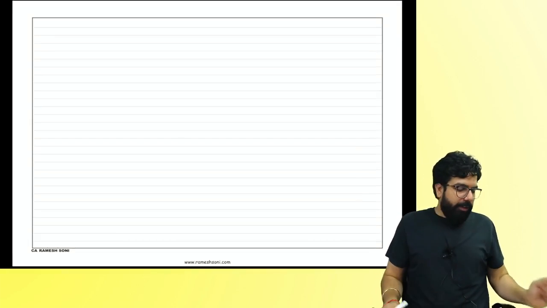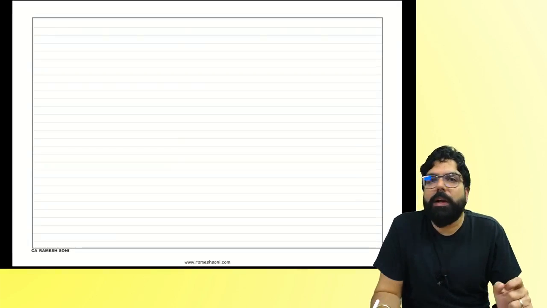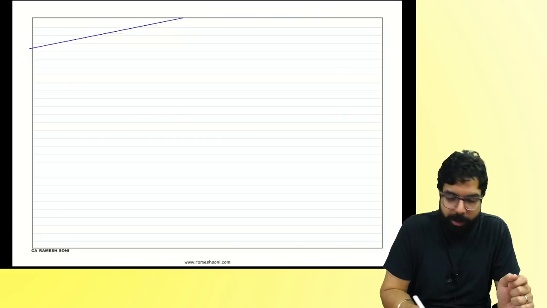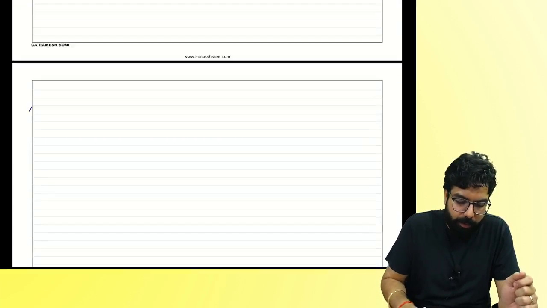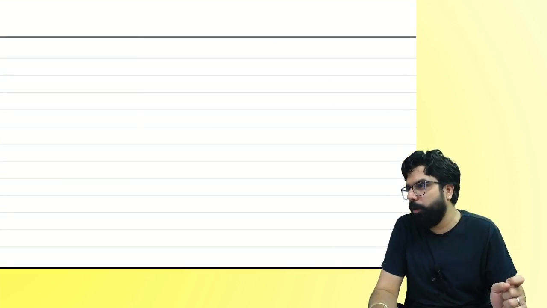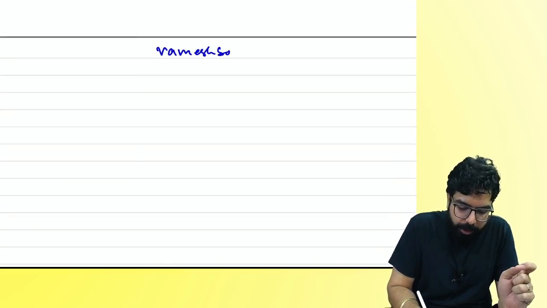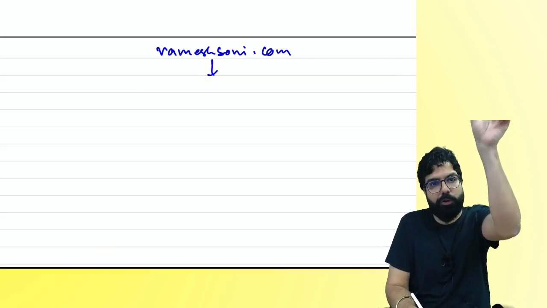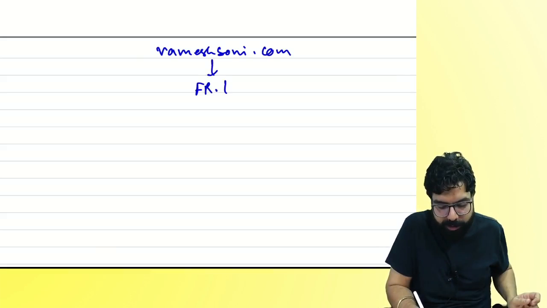Now, one more thing which I've seen is during the class, whatever I write, I draw like this, students will draw. I draw like this, students will draw. You don't have to write anything. Whatever I'm writing during the class, you can again go to rameshsoni.com. In rameshsoni.com, you'll find the free resources tab.